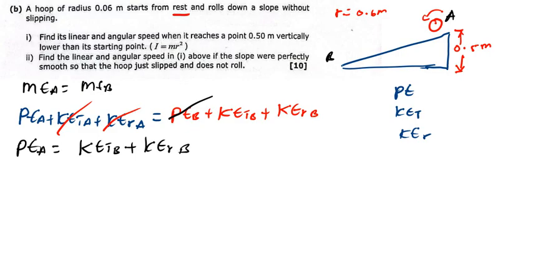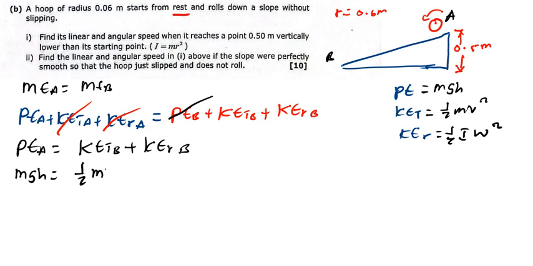Potential energy is mgh. Translational kinetic energy is half mv squared. Rotational kinetic energy is given by half inertia times angular velocity squared. Let's plug in the values here. The potential energy is mgh, the translational part is half mv squared, then half inertia times angular velocity squared.